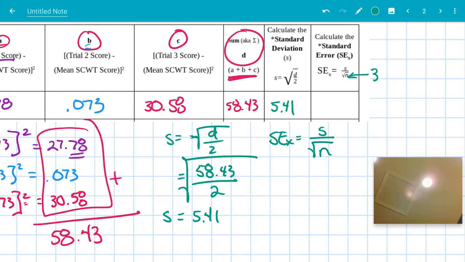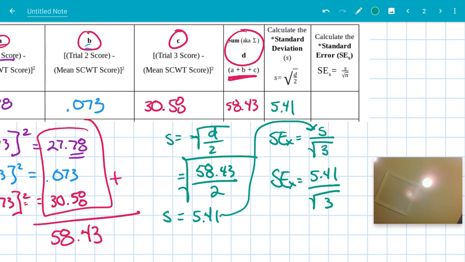So I can go ahead and turn that into a 3 now. So S was from here, and so SE sub x is 5.41 divided by the square root of 3. Now, order of operations is a little bit confusing in that circumstance, but you need to figure out the square root of 3 first. And the square root of 3 is 1.73. So you're going to do 5.41 divided by 1.73. And so our SE sub x in my example is 3.07. So we're going to write 3.07 right there.